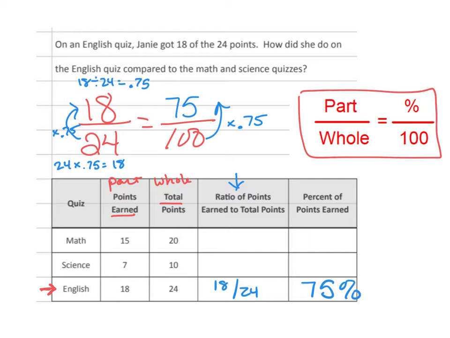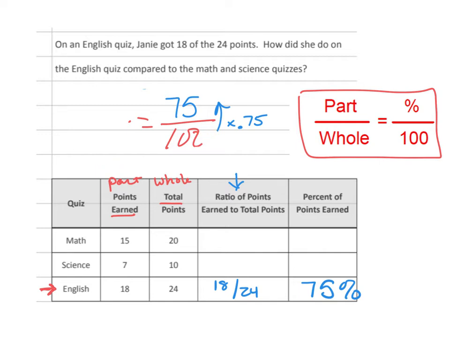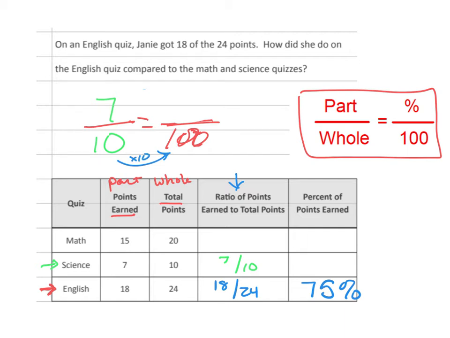Okay, so let's erase those. We're going to erase this side. We're going to leave that. I'm going to start over with this, over 100. Now let's do science. We'll work our way up. She got 7 out of 10. So 7 is her part, 10 is the whole. This should be fairly easy. 10 times 10 gives me 100, so 7 times 10 gives me 70. So she got 70%.